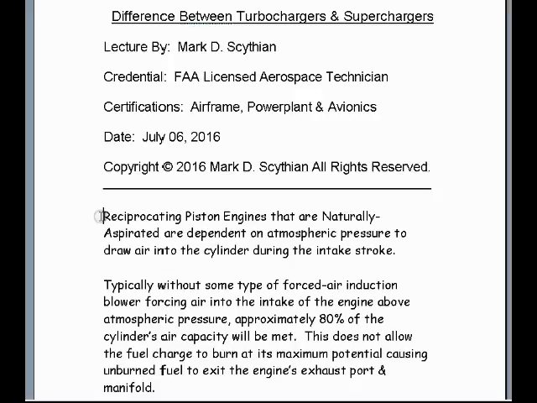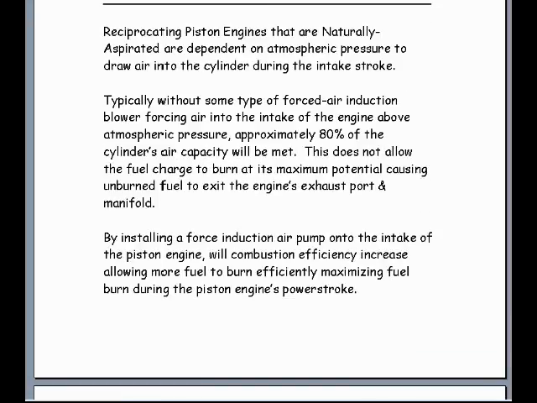Reciprocating piston engines that are naturally aspirated are dependent on atmospheric pressure to draw air into the cylinder during the intake stroke. Typically, without some type of forced air induction blower forcing air into the intake of the engine above atmospheric pressure, approximately only 80% of the cylinder's air capacity will be met. This does not allow the fuel charge to burn at its maximum potential, causing unburnt fuel to exit the engine's exhaust port and manifold.